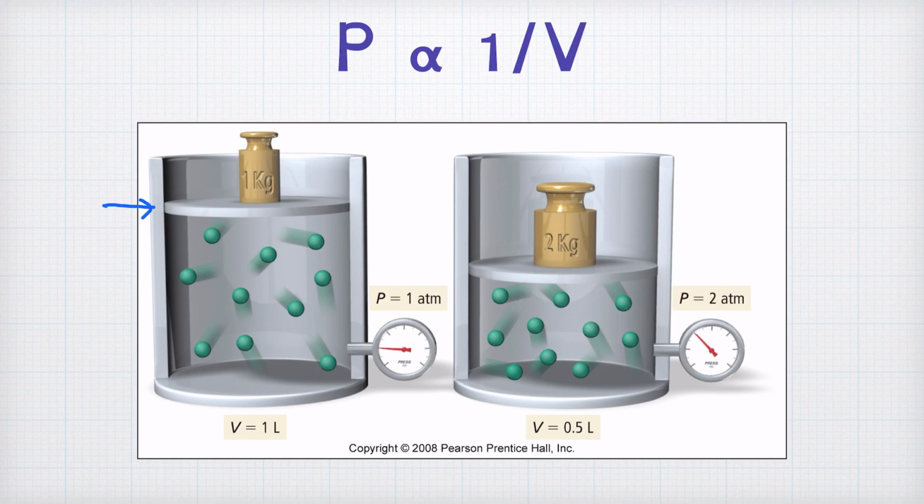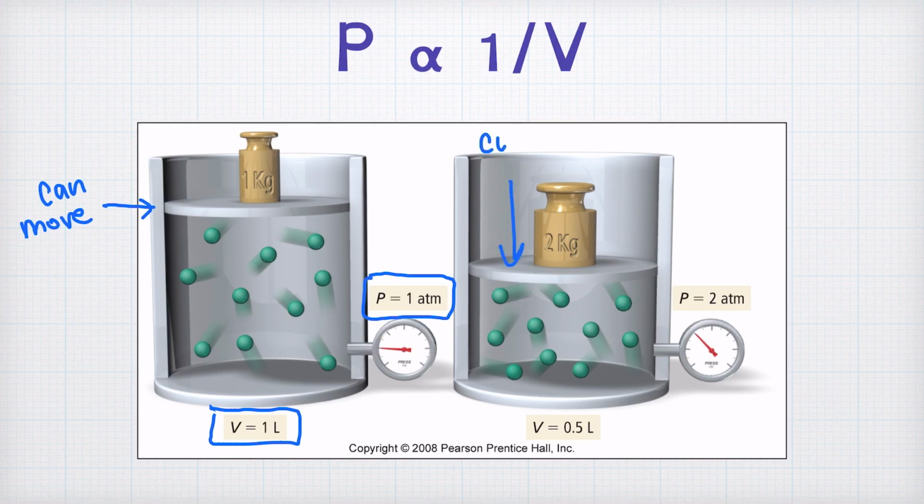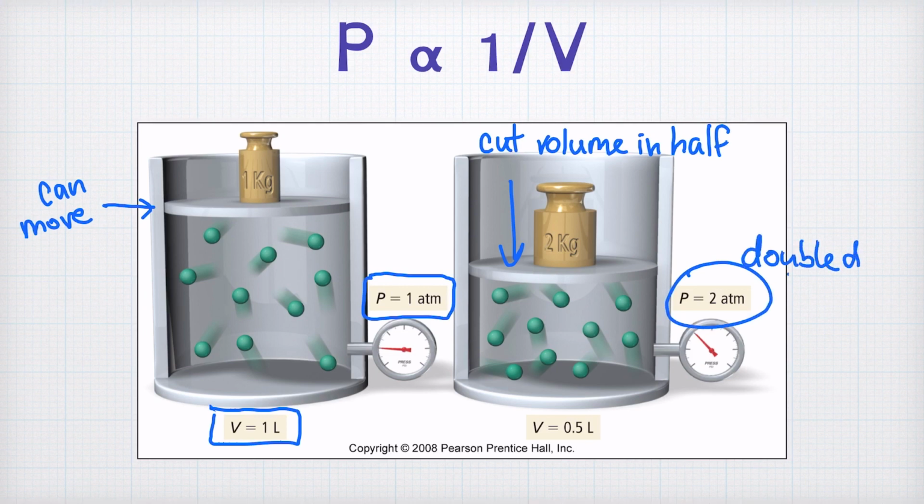The next relationship, though, is an inversely proportional relationship. If you have a container, in this case it has a movable ceiling, so the top part of it can move. When your pressure is at 1 atmosphere, in this case your volume is then at 1 liter. But if you force the volume to be smaller, so if we cut the volume in half, then that is going to lead to a pressure of 2 atmospheres, which means we will have doubled the pressure.